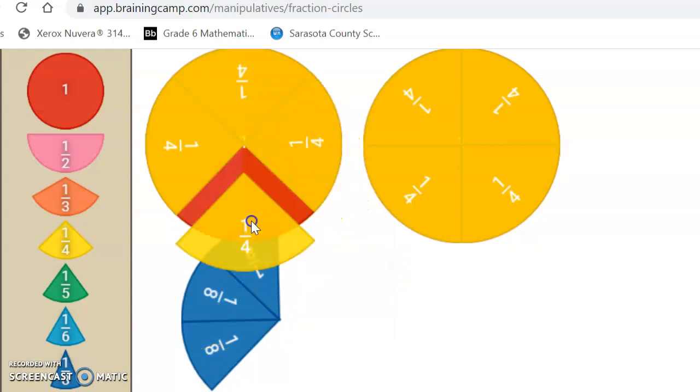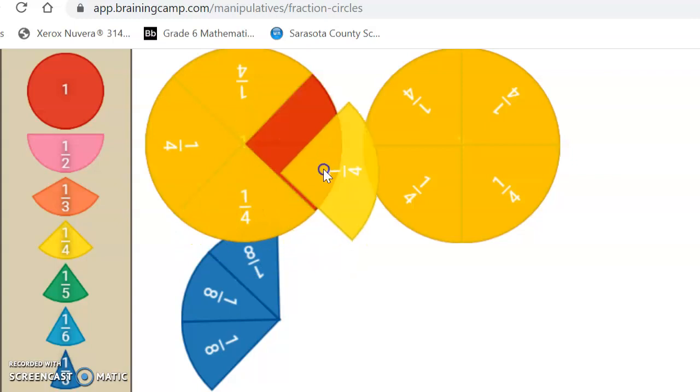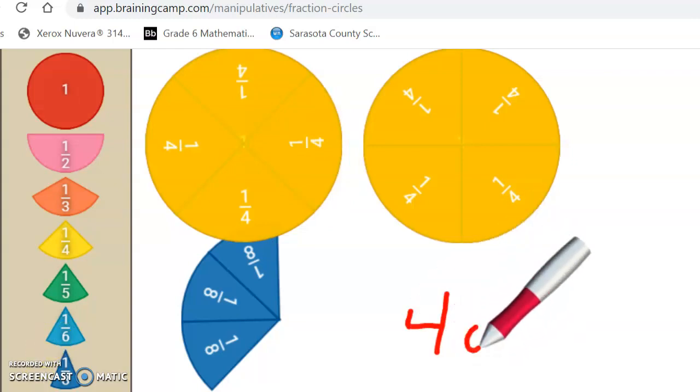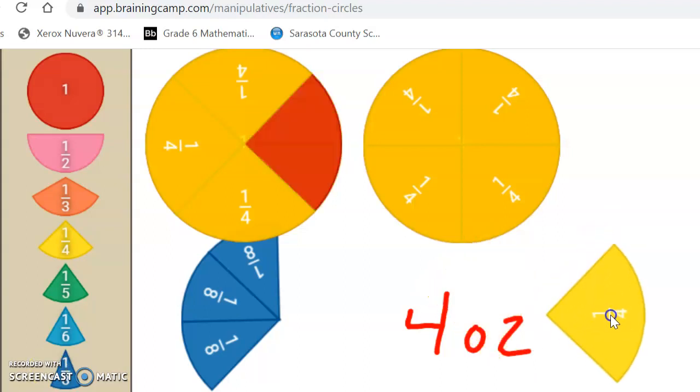So when I look at this, a pound is actually 16 ounces. So 16 divided by 4 is going to give me 4 ounces. So each one of my steaks is going to be worth 4 ounces, or it's going to be worth 1/4, because I'm dividing each one of these into fourths.